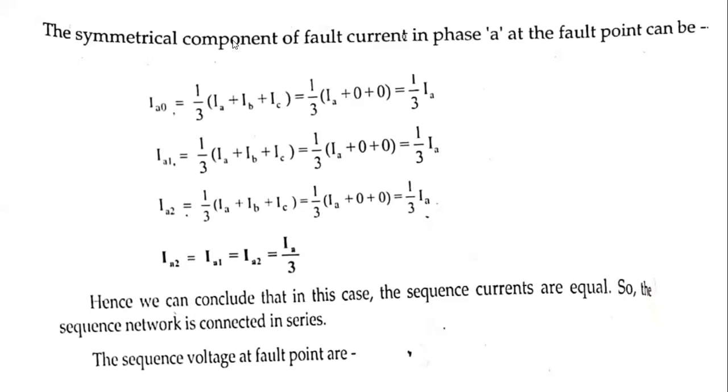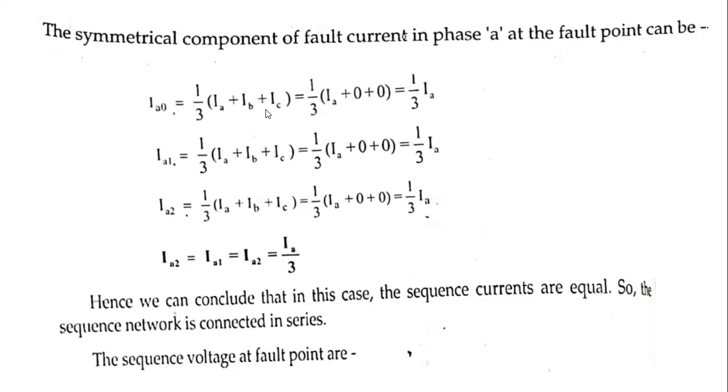Now the symmetrical components of fault current in phase A: this is the zero sequence current at phase A, this is the positive sequence current at phase A, and this is the negative sequence current at phase A. Let us write the formula for the zero sequence current. The zero sequence current is 1 by 3 into (IA plus IB plus IC). In this case, the fault is from phase to the ground.